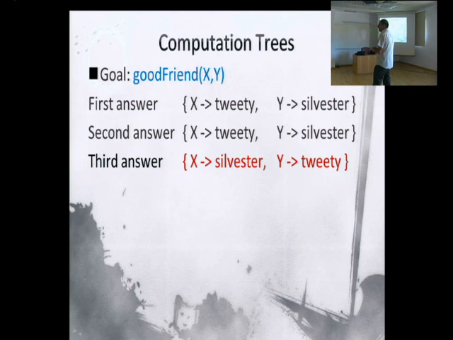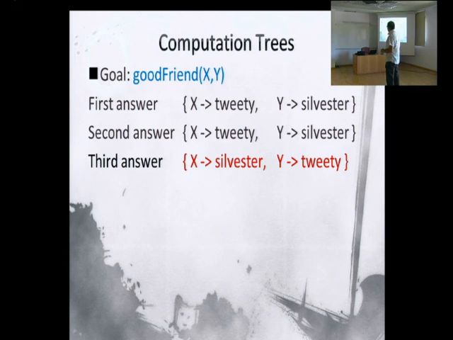We can try this goal. Please tell me all the pairs X and Y such that X is a good friend for Y. And we get these three answers. The first one is because Tweety is good, the second one because Tweety is loyal, but the third one says that Sylvester is a good friend of Tweety. And we didn't expect this in our intended semantics. This is not true. So we have an initial symptom, and we want to debug this.